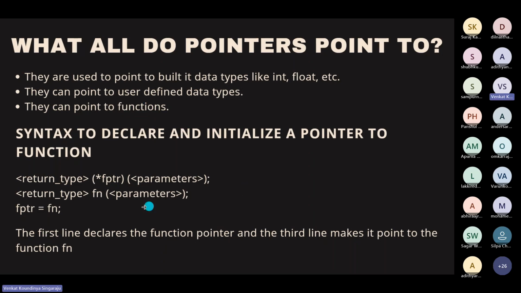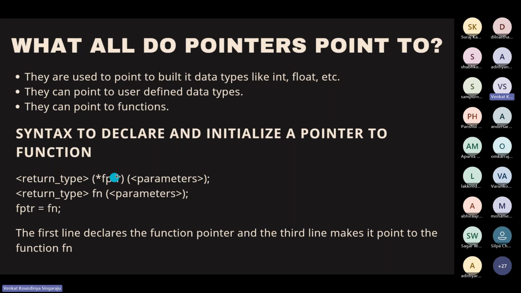So this is the syntax. You might be familiar with the syntax to declare a function. So a function basically takes a few parameters and it returns a certain value. Return type is the data type of the returned value. Fn is the name of the function here. Parameters is the list of parameters that you're giving to the function. And this is how you declare a function. I'm pretty sure most of you will be familiar with this.